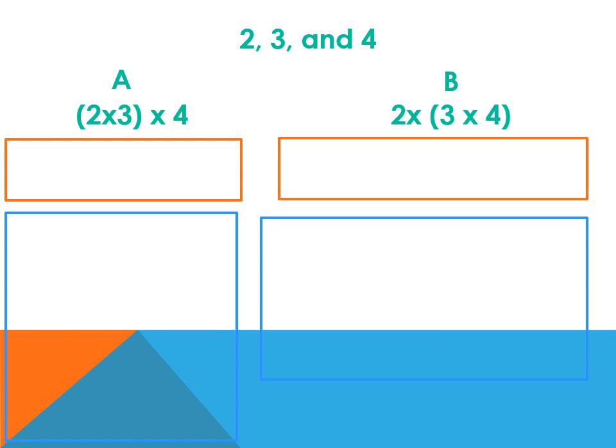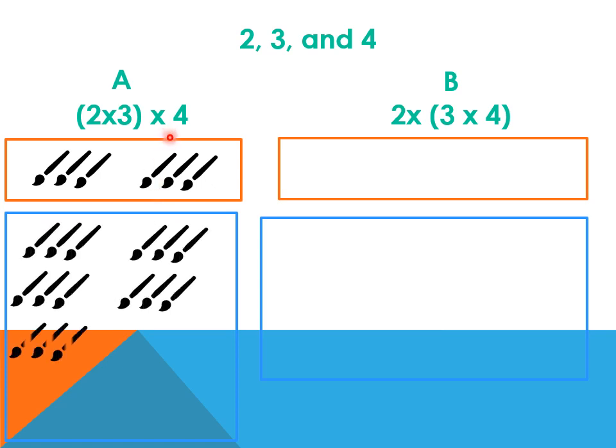Let us consider using 3 numbers, let's say 2, 3, and 4, then we multiply them. For the first equation, we will multiply first 2 and 3 before we multiply to 4. There are 2 groups of 3 brushes. The product is 6. Then we multiply 6 by 4. There are 4 groups of 6 brushes. There are 24 brushes in all.